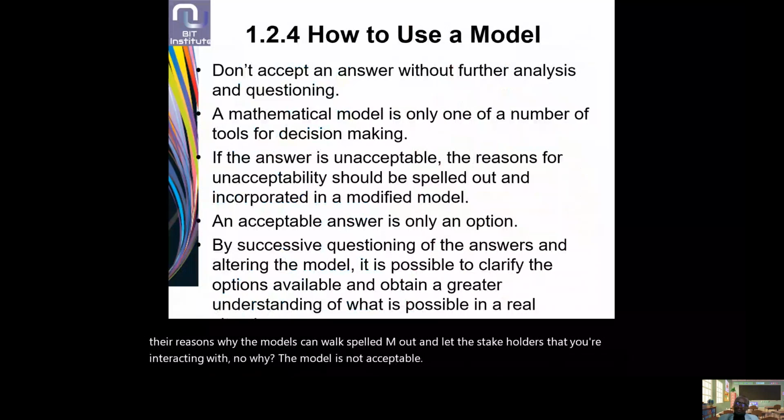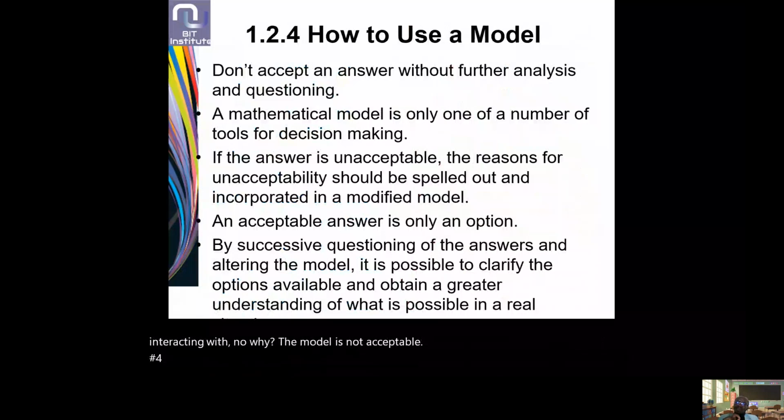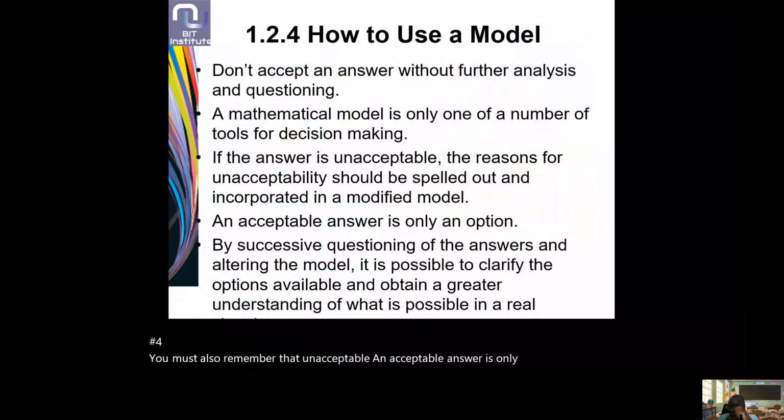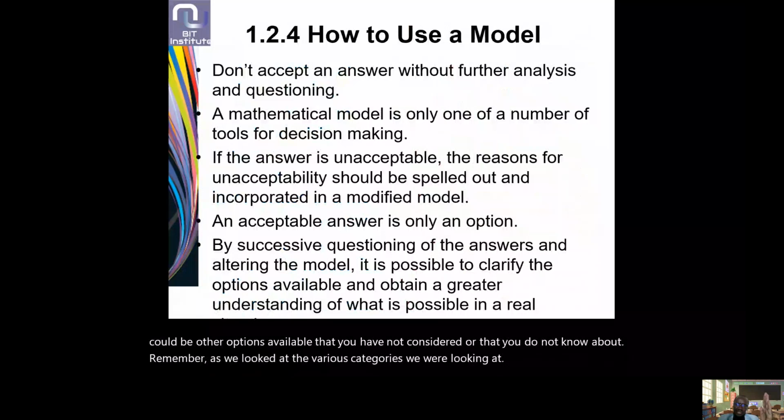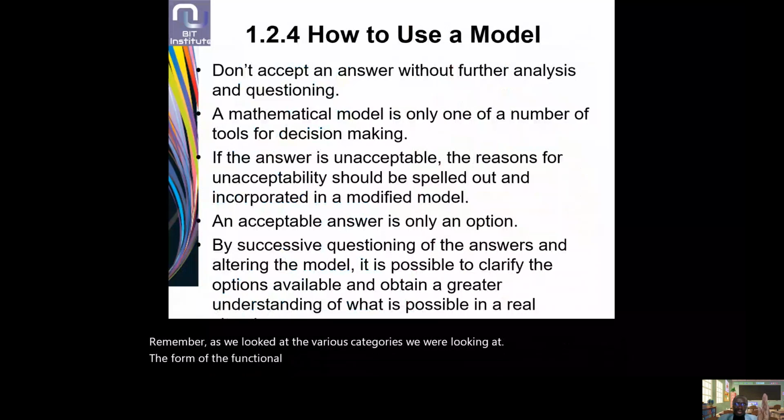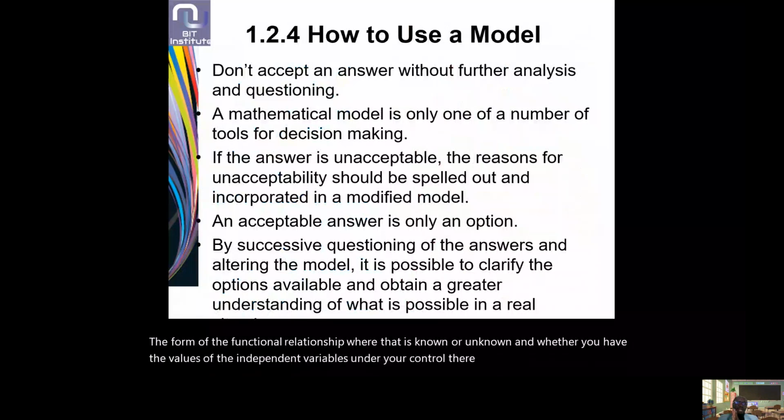Number 4, you must also remember that an acceptable answer is only an option, because there could be other options available that you have not considered or that you do not know about. Remember, as we looked at the various categories, we were looking at the form of the functional relationship, whether it is known or unknown, and whether you have the values of the independent variables under your control. There may be independent variables that are not under your control.